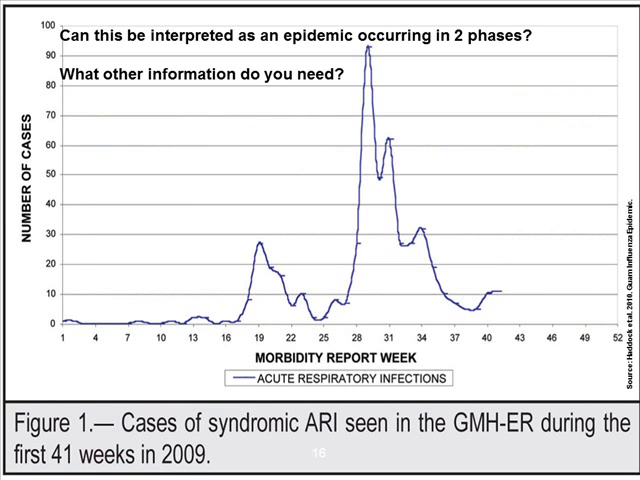Slide 16. Can this be interpreted as an epidemic occurring in two phases? You can review weeks 19 and 28. What other information do you need? We need the threshold. Which are the expected cases? We need laboratory confirmation in order to determine etiology.